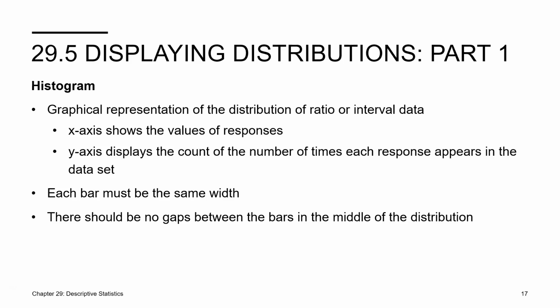Section 29.5 goes over displaying distributions. You can put your data in tables, but it can also be displayed by graphs or figures. One way of doing that is through a histogram. A histogram is a graphical representation of ratio or interval data, so this is used for continuous data. The x-axis shows the values of responses, and the y-axis shows the count for the number of times each response occurs in the data set. Each bar should have the same width, and there should be no gaps between the bars.